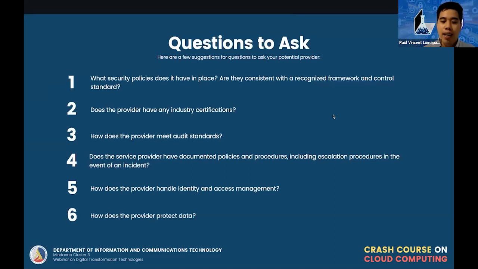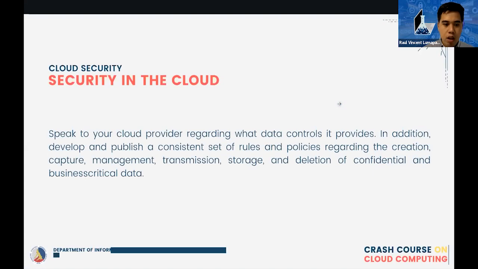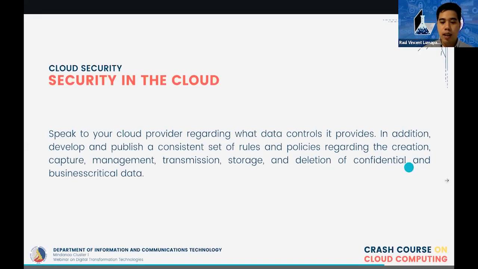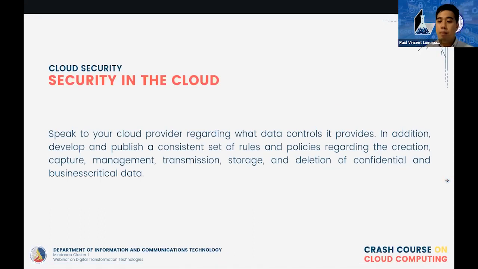How does the provider handle identity and access management? I explained identity and access management a while ago. And then how does the provider protect data? So look at their encryption systems, look at the fine print, what would be their mechanism, and so on and so forth. So speak to your cloud provider regarding what data controls they have. In addition, develop and publish a consistent set of rules and policies regarding the creation, capture, management, transmission, storage, and deletion of confidential and business data. So you should have that in place.